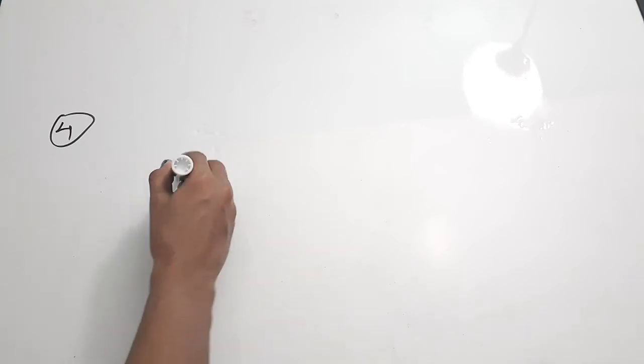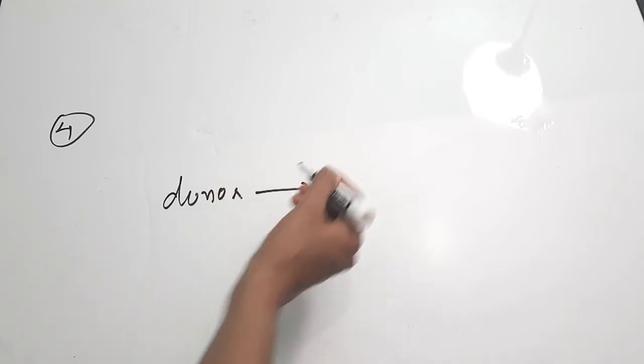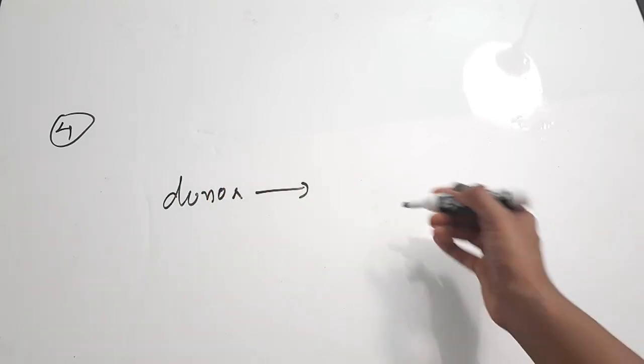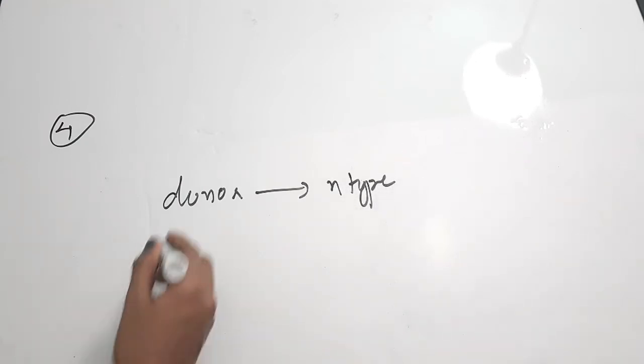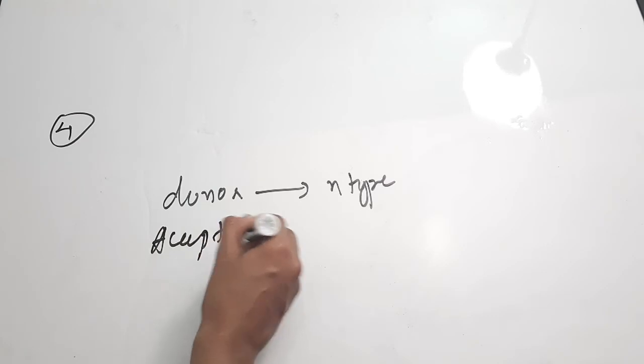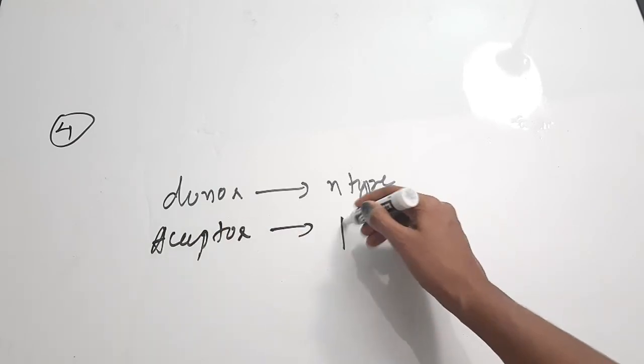So we know that for making extrinsic semiconductors, there are two types of extrinsic semiconductors. N type is there and P type is there, right? So N type is obtained by adding donor impurities, right? So when you hear the term donor, then you should know that our idea is to create an N type. This is a general case. And if we are adding acceptor impurity, it means our idea is to create P type, right?